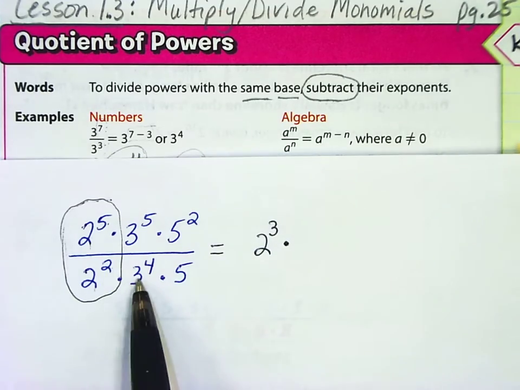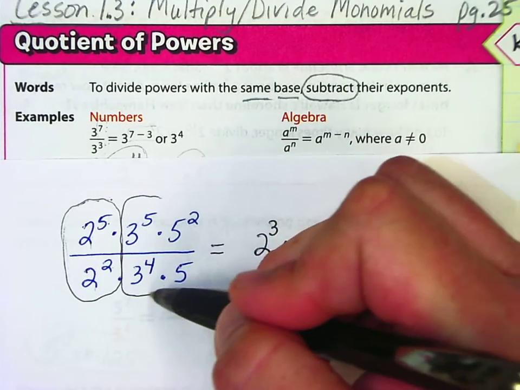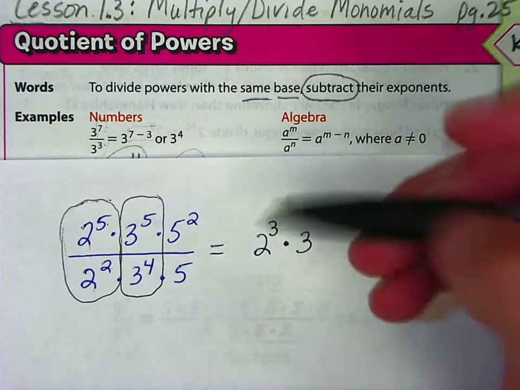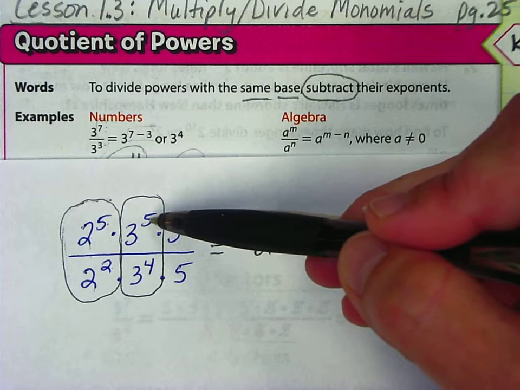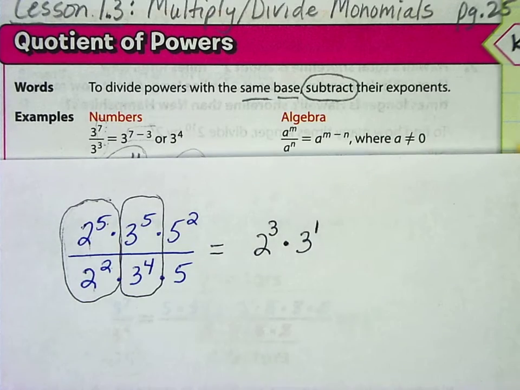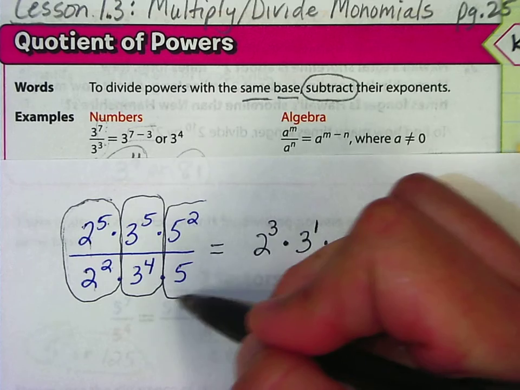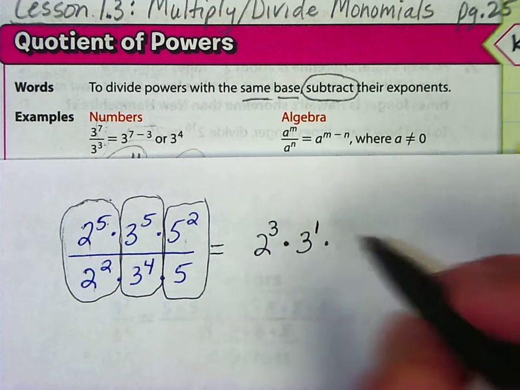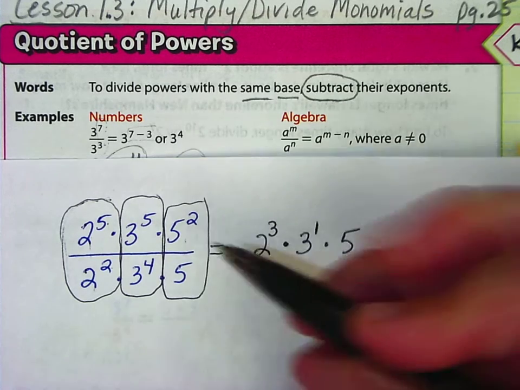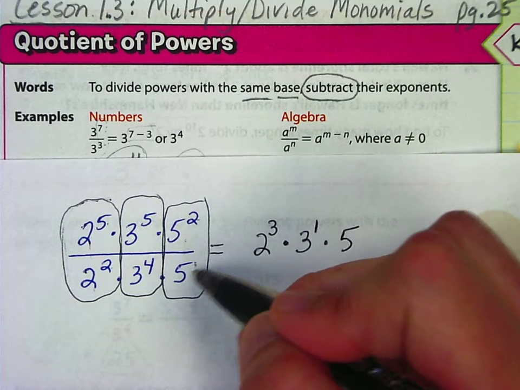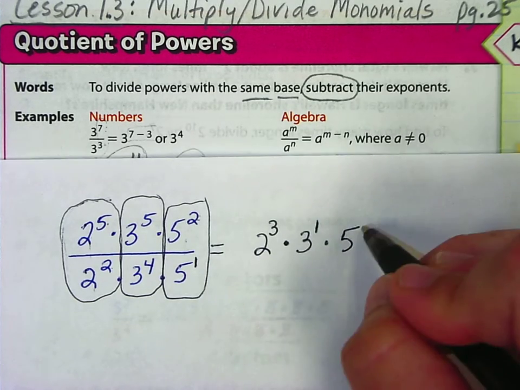Times, because I'm switching bases now, let's take a look at these. These two bases are both 3, so they're the same. So 3 will stay 3, and I will subtract the exponents. 5 take away 4 is 1. And I'm going to put another multiplication sign, and then take a look at these last two. Both are 5's, so I'm going to keep the base of 5, and I'm going to subtract. 2 minus 1, remember this is 5 to the 1 power, 2 minus 1 is 1.